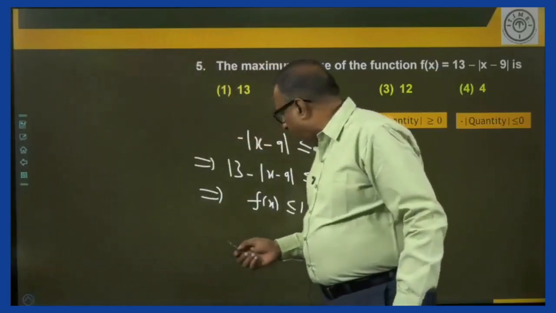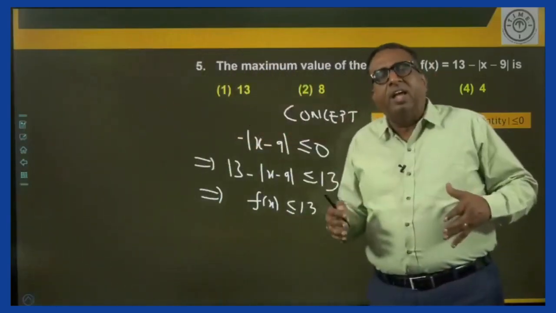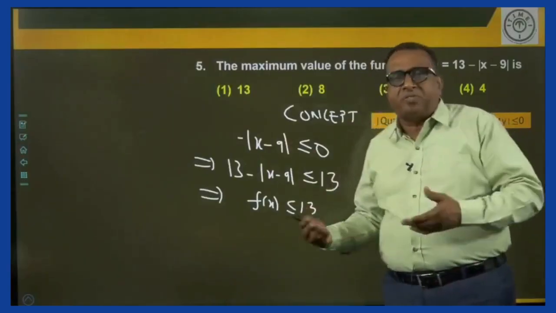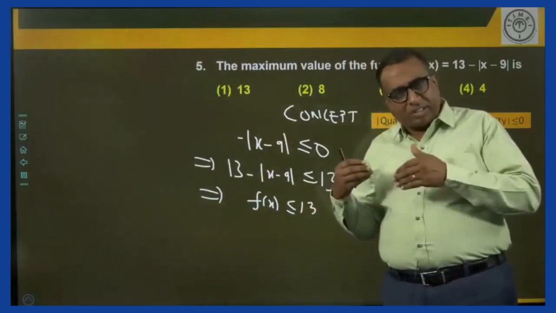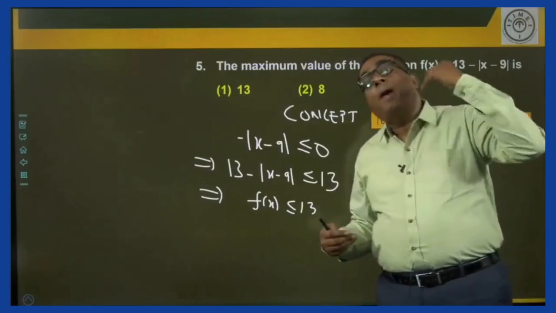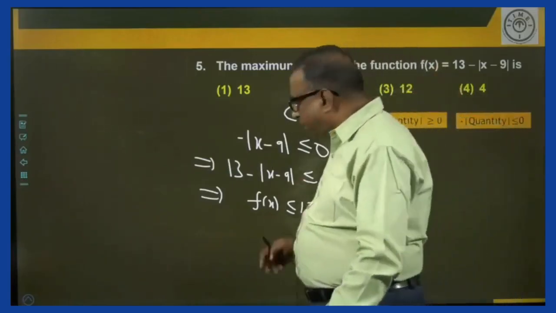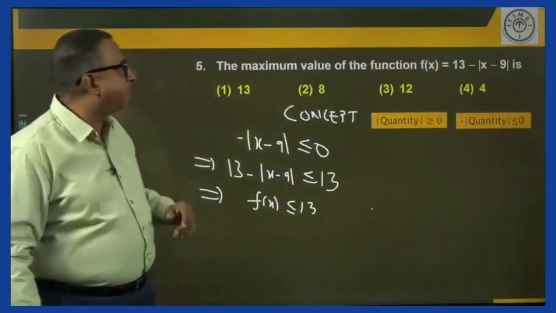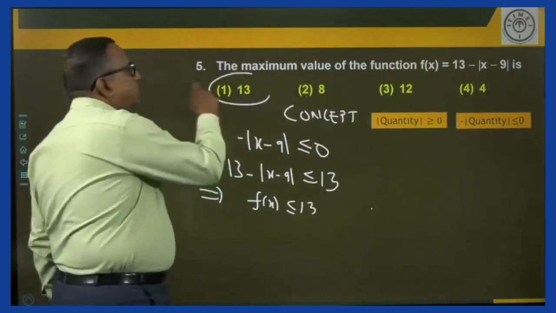Now, f of x is always less than or equal to 13. That means 13 is the maximum value of f of x. What we want is the maximum value. Maximum value is 13. You can see choice 1 is the answer.